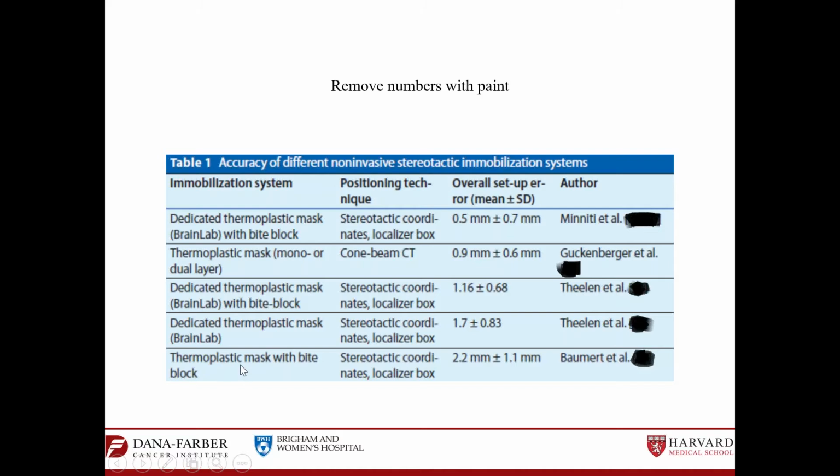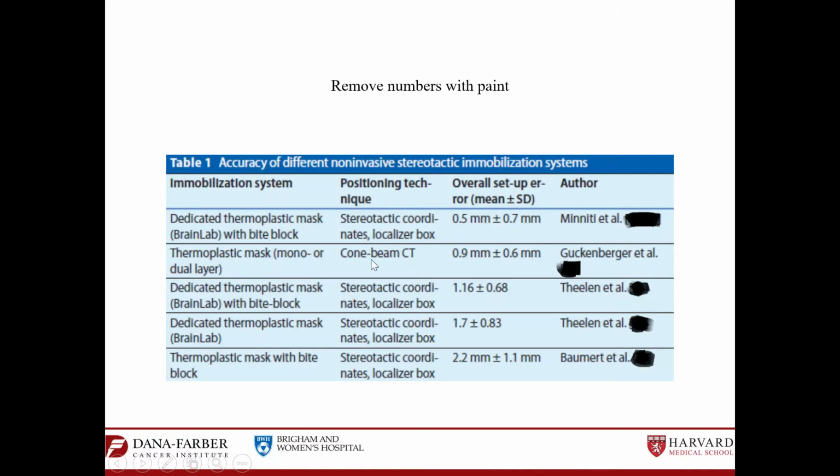So first, if we start from down going upward, that's the thermoplastic mask with Vital block. It has a setup error of 2.2 millimeters. When they brought in the dedicated thermoplastic mask, which is the BrainLab mask, it comes with a setup error of 1.7 millimeters. And then if you're using the Vital block with this mask, it lessens the setup error to 1.16. So the Vital block could help you in fixating the head of the patient, especially in the XYZ dimensions.